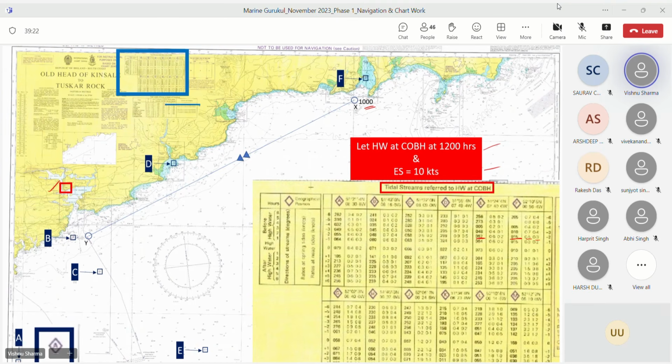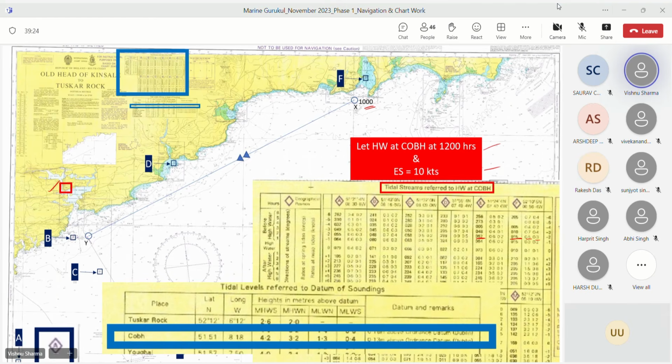Okay. Now, how will you find out whether it is neap or spring? You will find out the tide range. You'll find out the high water tide from the tide tables. And at Cobe, you see this information is from here. This is what I have blown up here in this part.